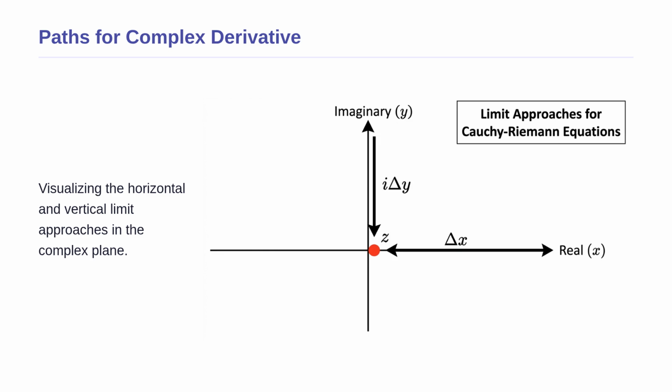By forcing the horizontal approach and the vertical approach to yield the exact same mathematical result, we naturally uncovered the Cauchy-Riemann equations. This diagram shows exactly why complex differentiability is so much stricter than real differentiability.